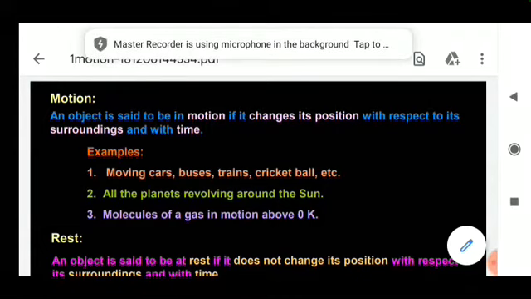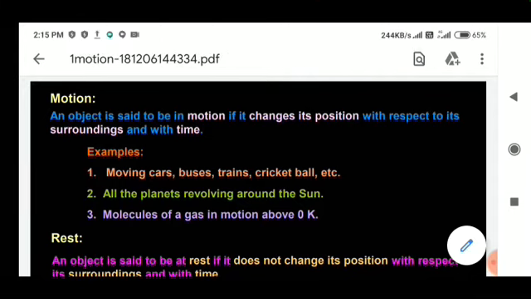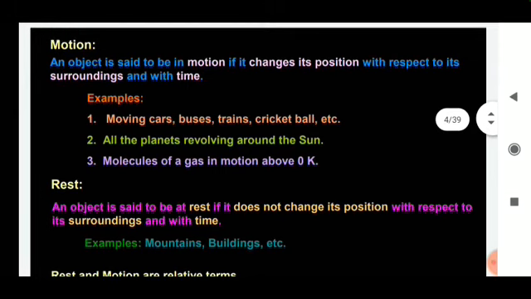Let me see the definition for the motion, children. An object is said to be in motion if it changes its position with respect to its surroundings and with time. Let me see the examples. Moving cars, buses, train, cricket ball, etc. All the planets revolving around the sun. Molecules of gas in motion above 0 kelvins.